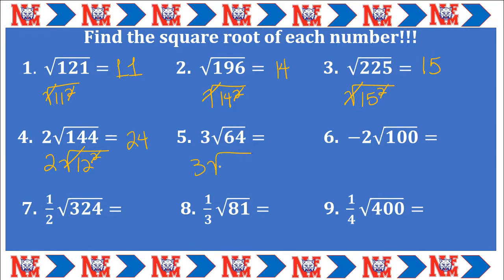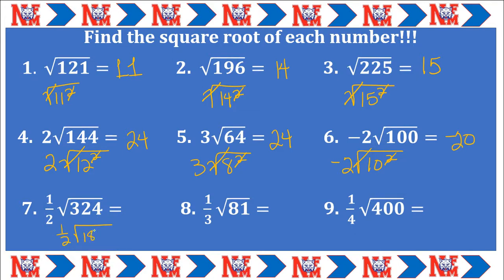Here we have 64, and we can write it as 8 squared, and we take the square root of 8 squared, and we get 8, and 8 times 3 is 24. 100 can be rewritten as 10 squared. We get 10 times negative 2, that's negative 20. And now we have 1/2.